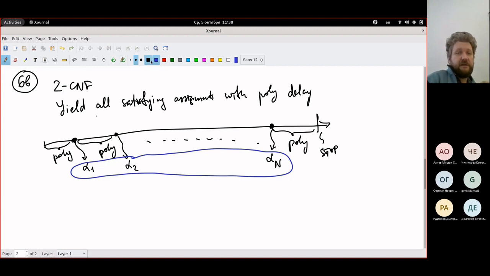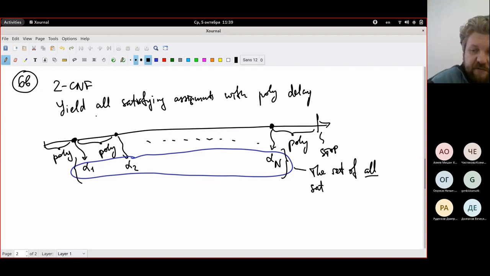So this alpha 1, ..., alpha N, this set, is the set of all satisfying assignments for our formula phi, which is the input data. Okay, so you see what is going on here. This is the best which we can take from this problem. So the total working time is exponential, possibly. It's the number of assignments multiplied by a polynomial. But each next assignment is obtained in polynomial time.